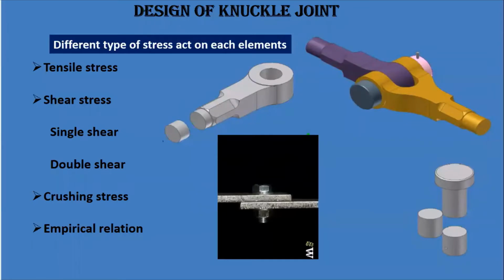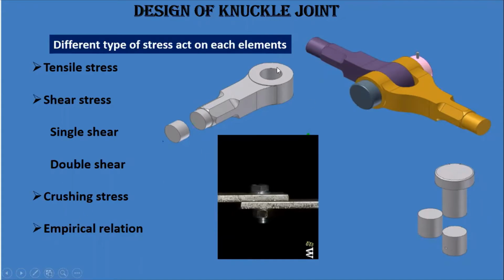Next, in a knuckle joint, we have the single eye, double eye and knuckle pin, which means various stresses will act on them. The stresses that act will be tensile stress and shear stress. Shear stress will occur on the pin as well as on the single and double eye.